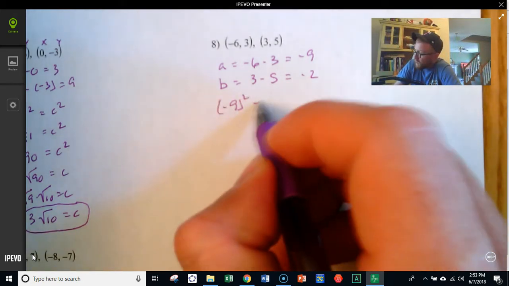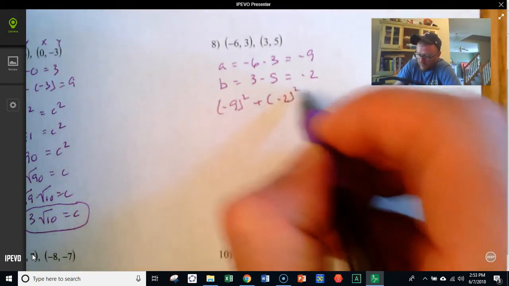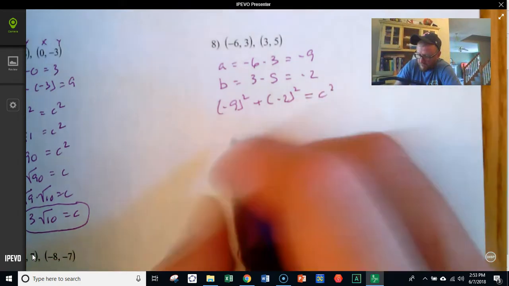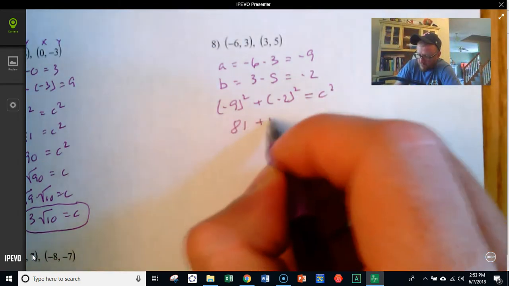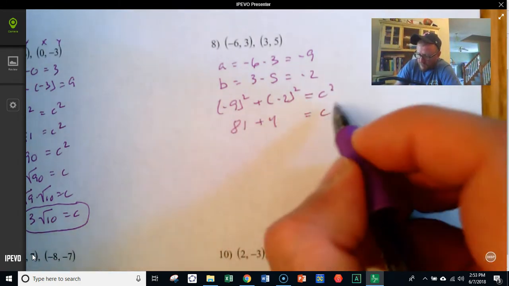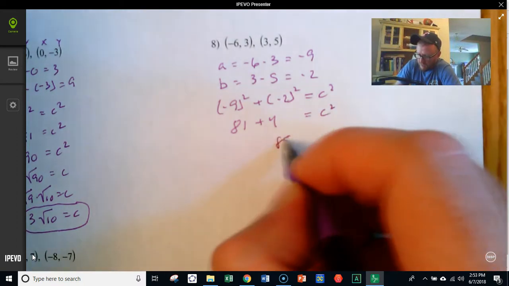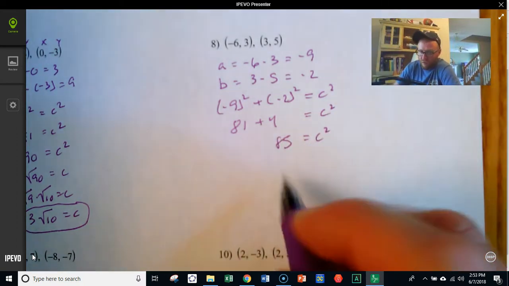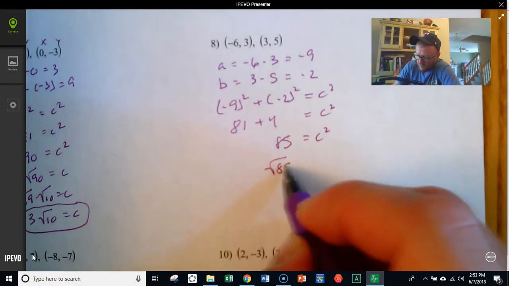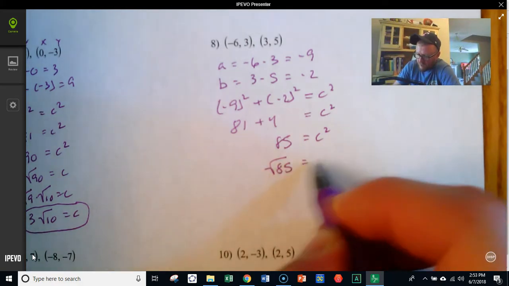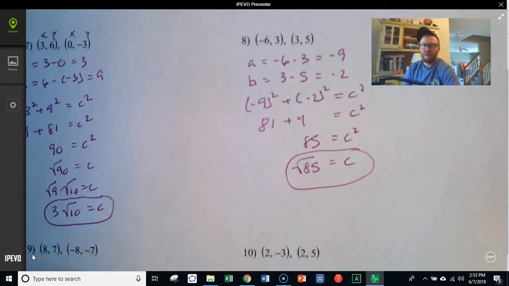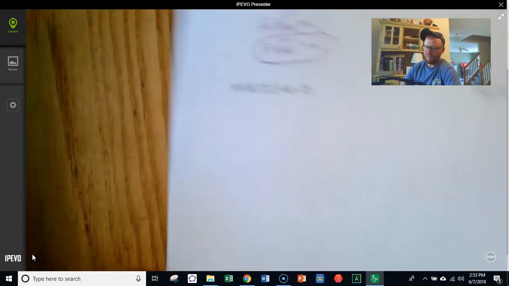Negative 9 squared plus negative 2 squared equals c squared. 81 plus 4 equals c squared. 85 is c squared, and the square root of 85 is c. I don't think that can be simplified. What's 5 times 17? No, it can't be simplified.